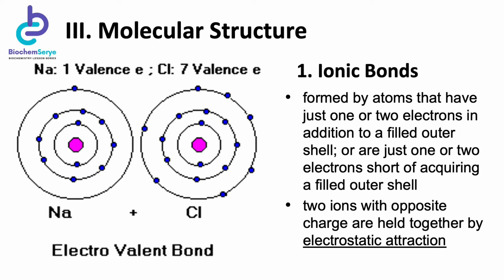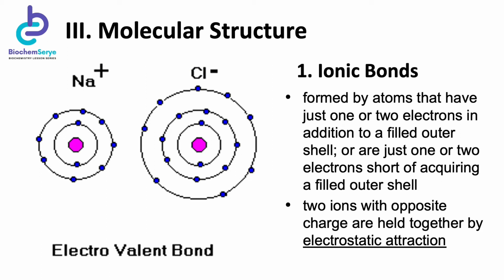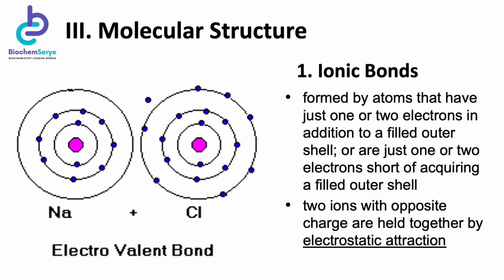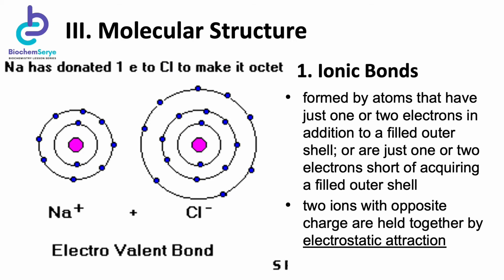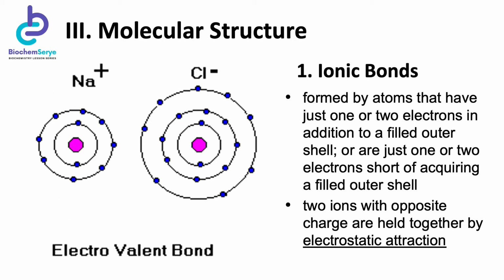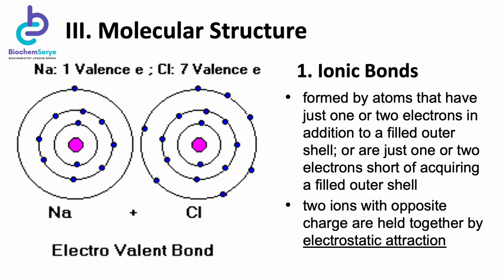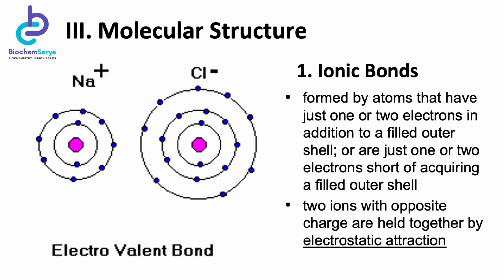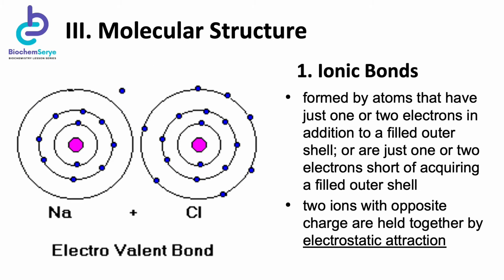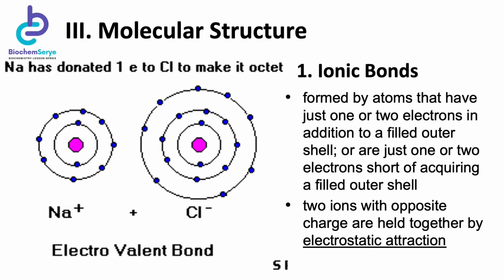Ionic bonds are most likely to be formed by atoms that have just 1 or 2 electrons in addition to a filled outer shell, or are just 1 or 2 electrons short of acquiring a filled outer shell. As animated here, an electron is transferred, for example, from a sodium atom, which has a lone electron in its outermost shell, to the outermost shell of another atom, let's say chlorine, that is in turn lacking an electron.